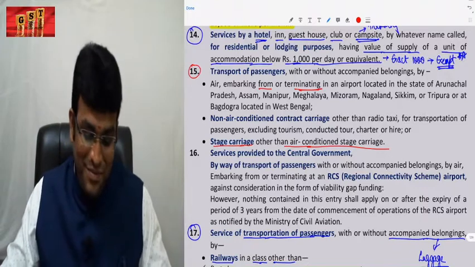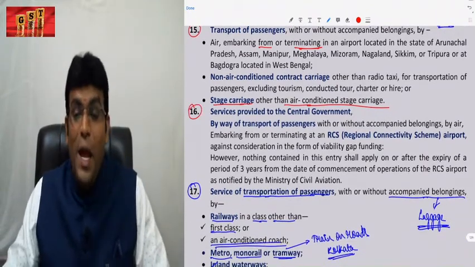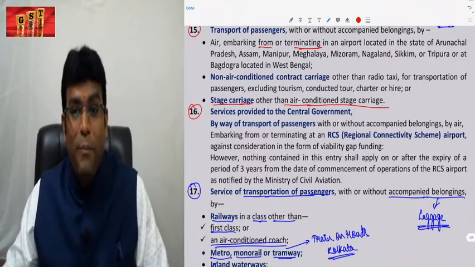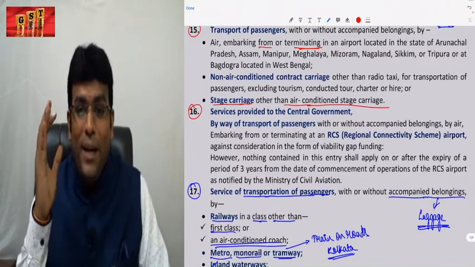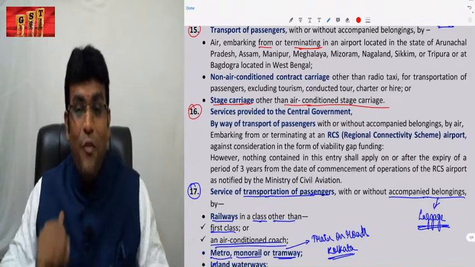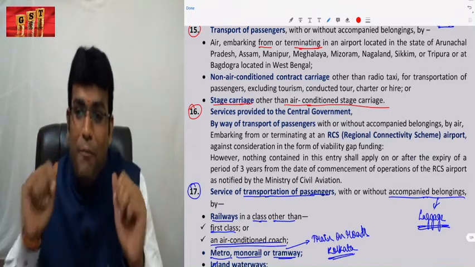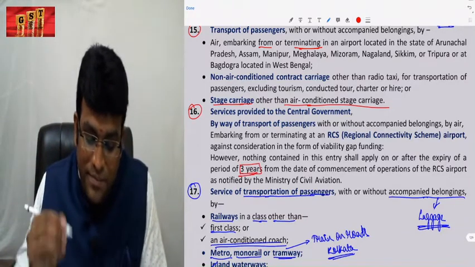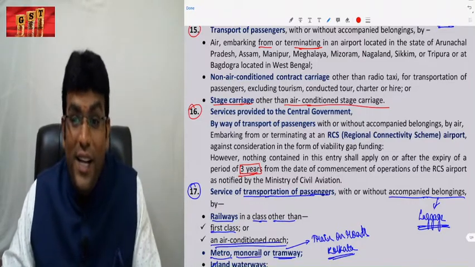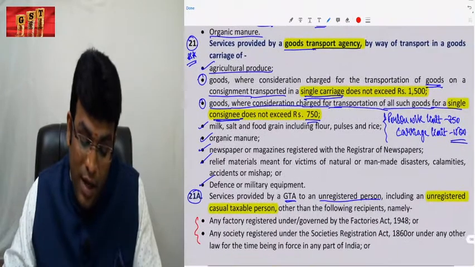Then 16th point, we discussed a lot in detail about regional connectivity scheme airport. Whenever government sets up a new airport, they want airline companies to operate the flights, for which government is giving consideration in the form of viability gap funding. And that exemption is only for a period of 3 years. I already discussed this point in detail, sir. Done. 17, 18, 19, 20, 21.